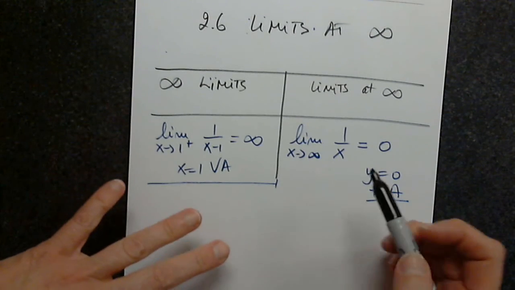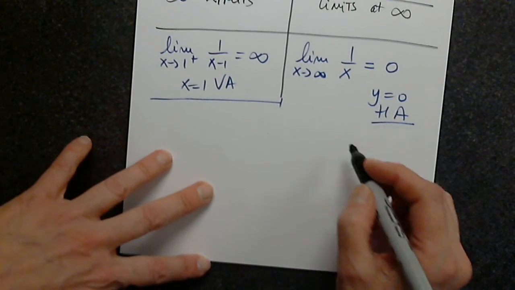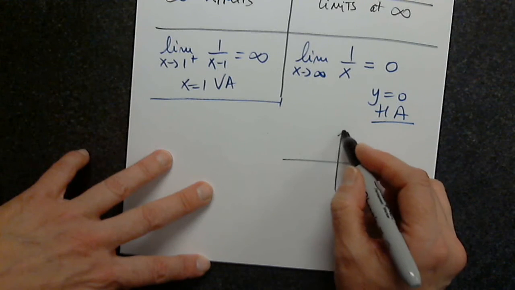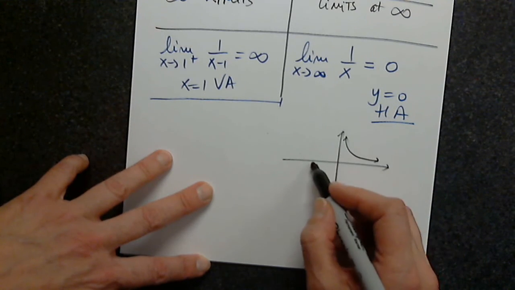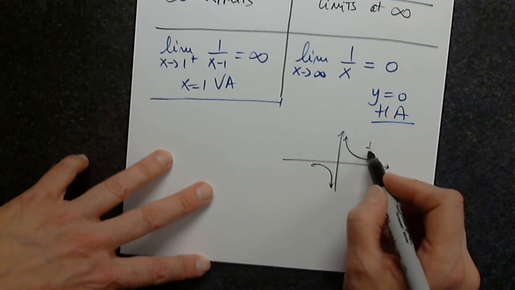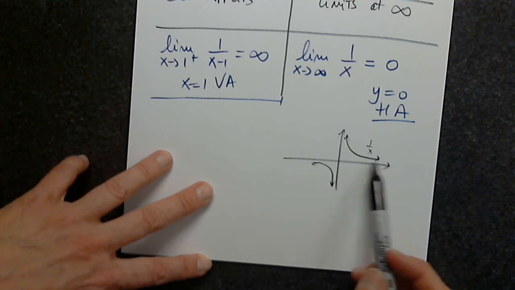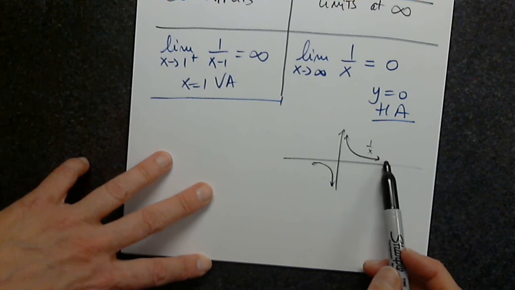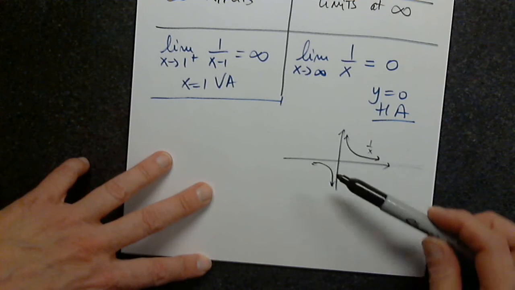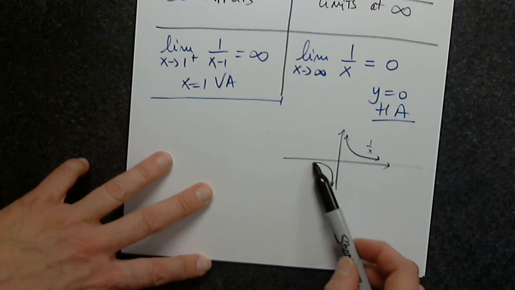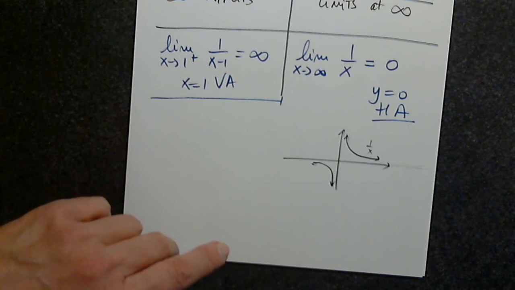So the limit of 1 over x as x approaches infinity, and we know the graph, right? There is no ambiguity there. This is the graph of 1 over x. So as x approaches infinity, the function values approach 0. As x approaches negative infinity, the function values approach 0. There is no discussion there.